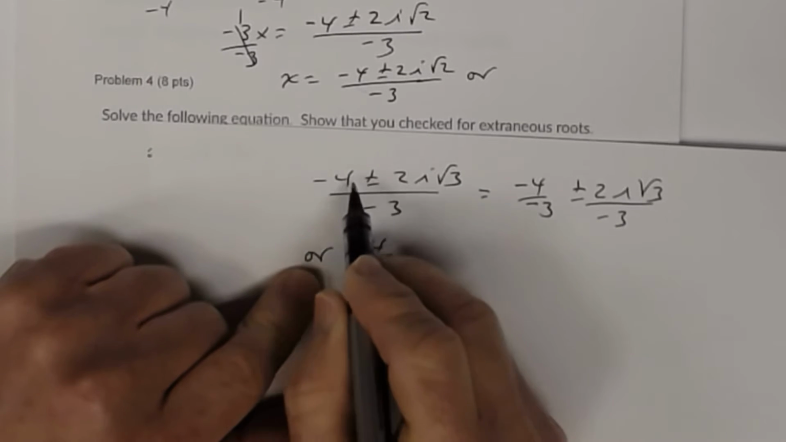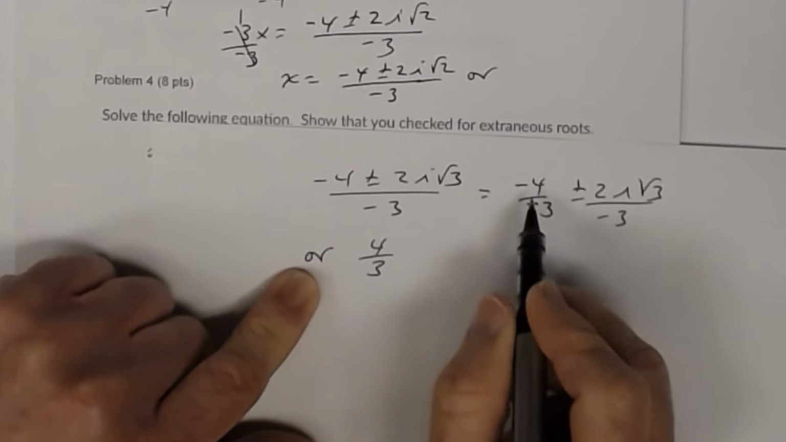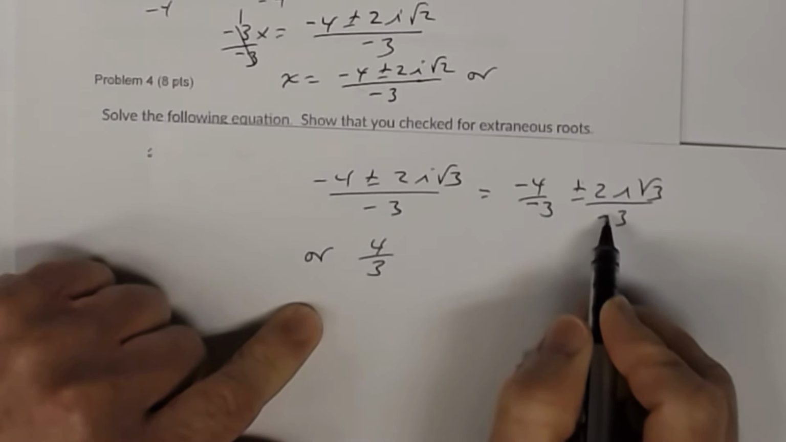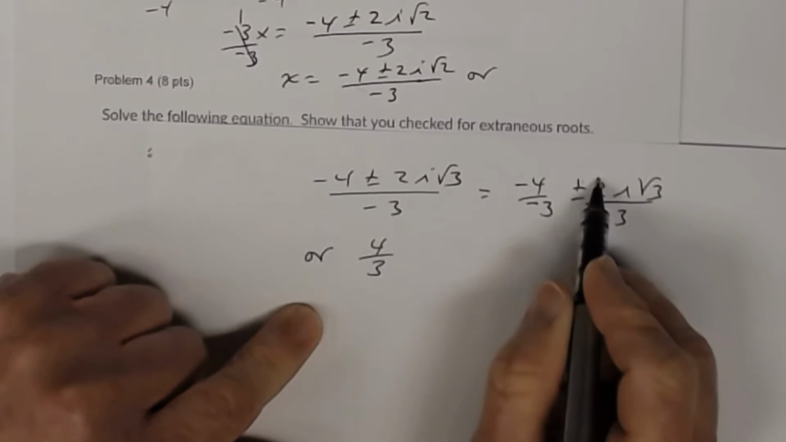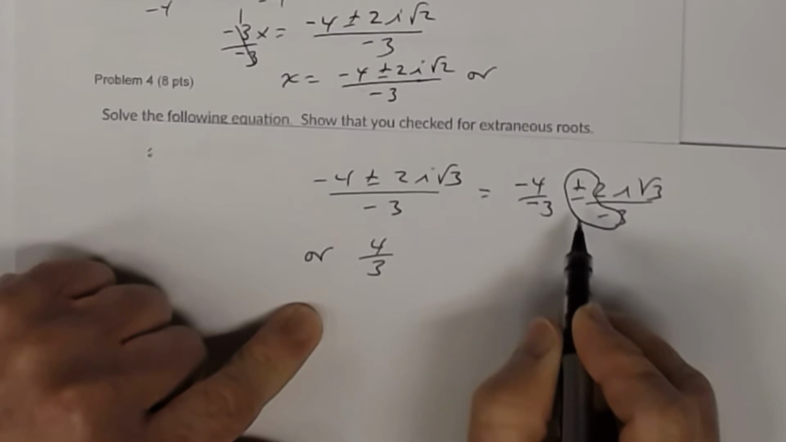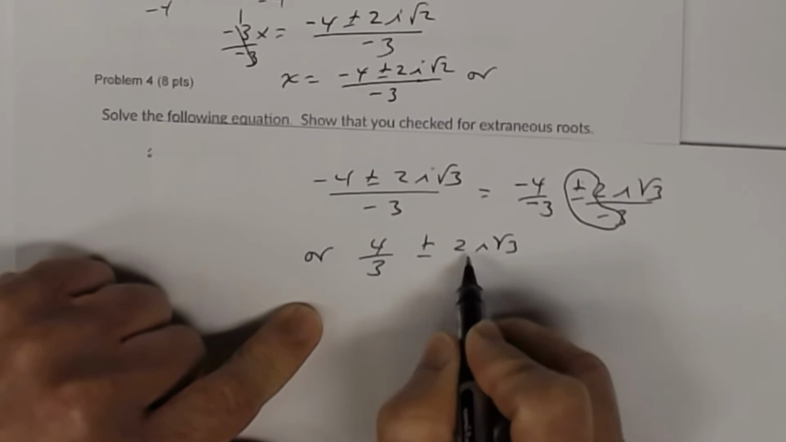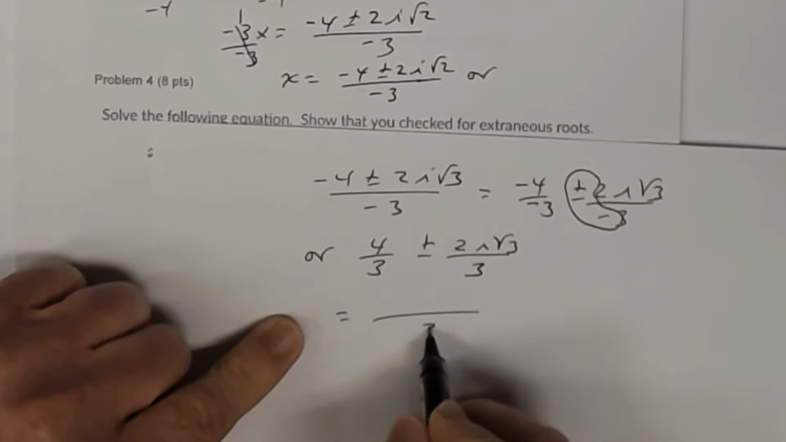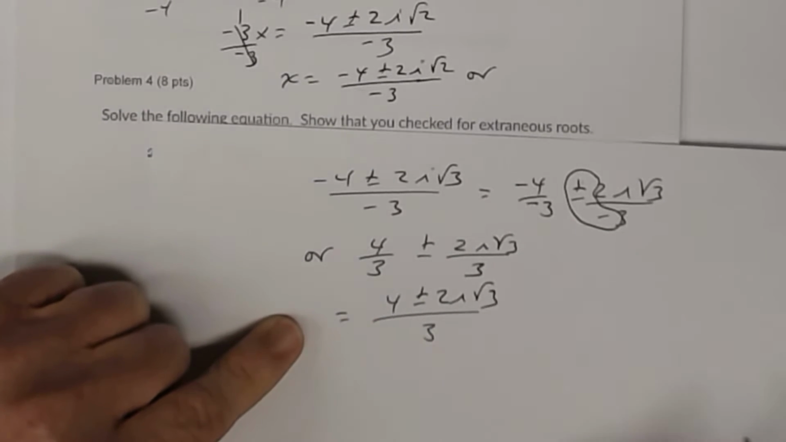So this is being divided by the denominator, and this is being divided by the denominator. But a negative divided by negative is a positive. So you see that 4 thirds here. A positive divided by negative, see this positive right here, divided by this negative, that's a negative. A negative divided by negative is a positive. So this right here means the same thing as plus or minus 2i square root of 3 divided by 3. So you can write it like this, or you can write it as just one fraction so they have the same denominator, which would be 4 plus or minus 2i square root of 3.